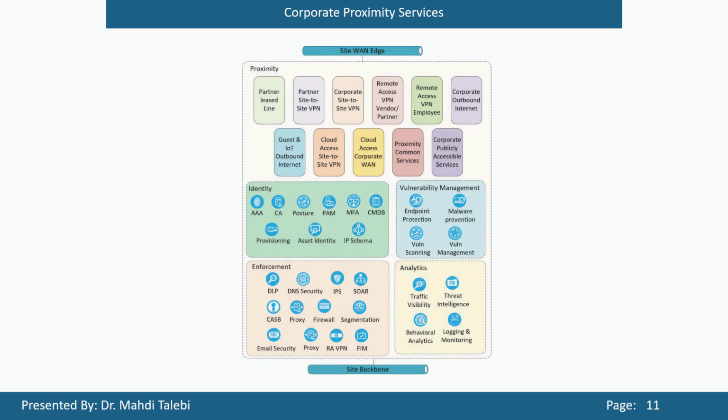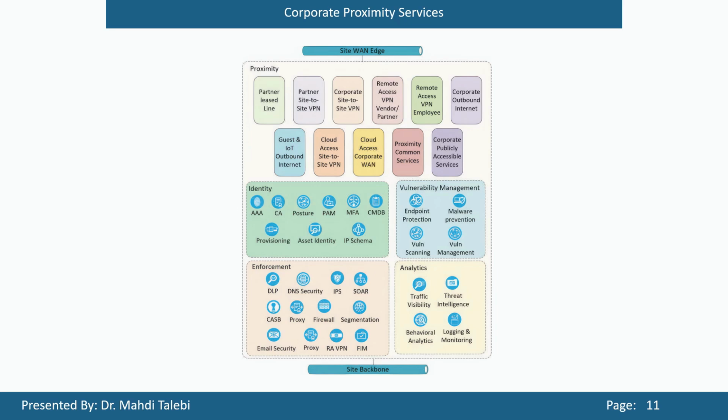At the site One Edge, the environment is structured to manage and secure different types of network connections, including partner relationships through leased lines or VPNs, corporate intersite connections, remote access for both vendors and employees, and access to the internet. This is pivotal in ensuring that each connection type is appropriately secured and managed.